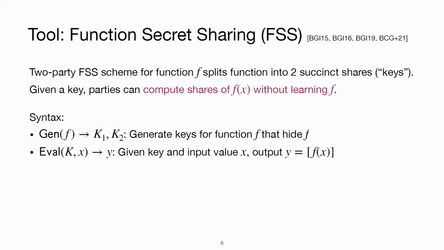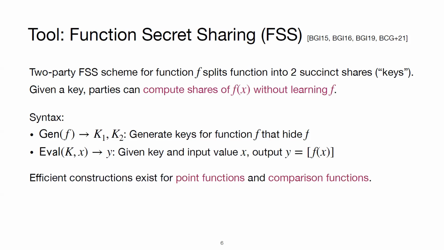So syntax, we have some Gen algorithm. We're given the function f. We're going to generate keys k1 and k2. And some Eval algorithm, we're given a key k and a point x. We're going to output a share of the function f evaluated at x. And efficient constructions exist for both point functions and comparison functions.